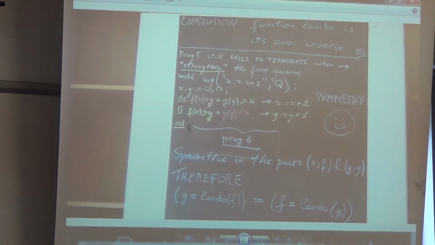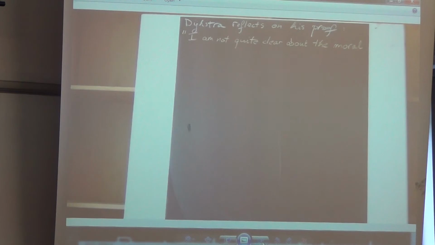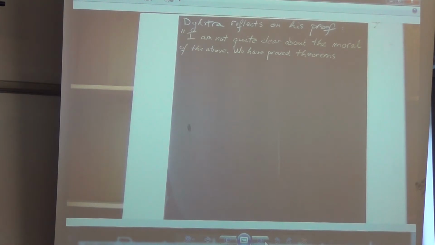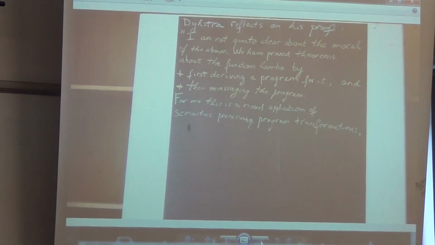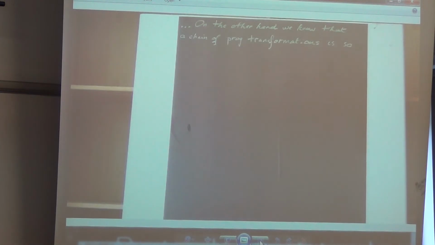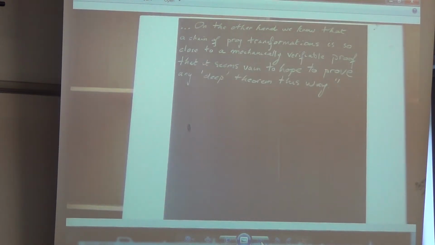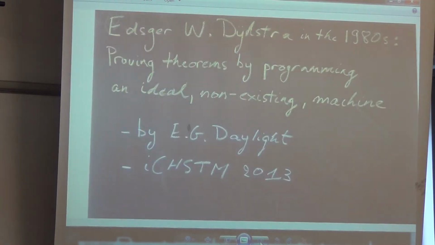And at the top you have his conclusion. So he reflects in his own words. He says, I am not quite clear about the moral of the above. We have proved theorems about the function Lambo. I've given you one theorem, but he proved other theorems as well about the function Lambo, by first deriving a program for it, and then massaging the program. For me, this is a novel application of semantics preserving program transformations. On the other hand, we know that a chain of program transformations is so close to a mechanically verifiable proof that it seems vain to hope to prove any deep theorem this way. Thank you.